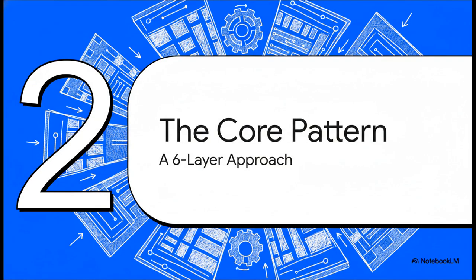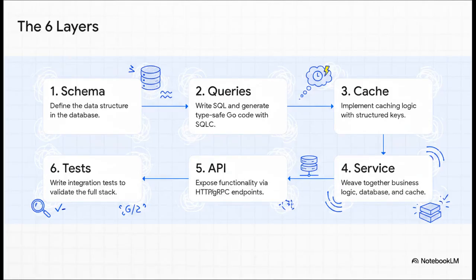And now we're getting to the absolute heart of this thing. It's a 6-layer pattern that's applied with just incredible discipline to every single feature. This is it. This is the 6-step recipe that forms the fundamental building block for the entire application. It starts at the database schema, goes through queries, caching, the service logic, the API, and all the way to the tests. Every feature follows this exact same path. And here's the cool part. Once you get this flow, you basically understand the entire system.